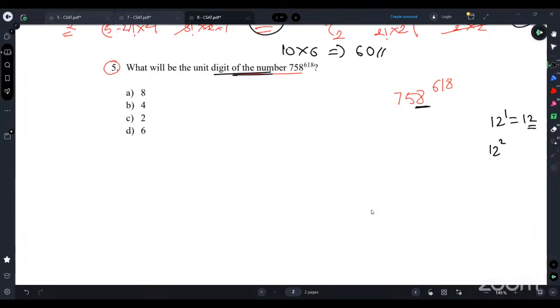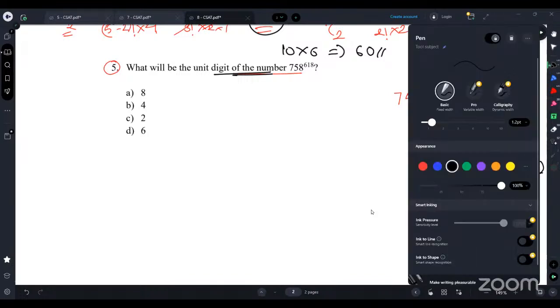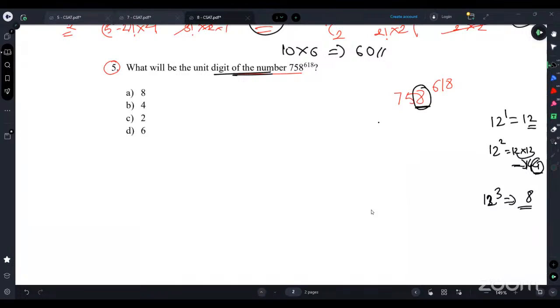12 raised to 2 is basically 12 into 12, so ultimately you are going to have unit digit 4, because it is going to be 144. Because it is a multiplication of the last digit, 12 cubed will have last digit 4 into 2, that will be 8. So the unit digit only depends on the last digit of this number.